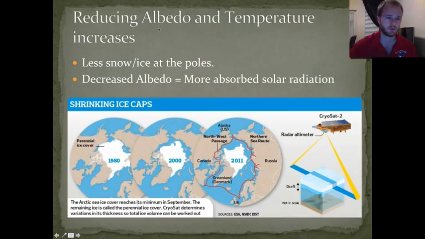Then the last effect that we're going to look at here is a decrease in albedo. Remember what's albedo? It's the reflection of light. So if we have less snow and less ice at the poles, we're going to have less albedo, causing more absorption. So you can see here from 1980 to 2000 to 2011. What do you notice about the quantity of ice? It's reduced. And a lot of that ice reflects light. So if we're not having as much, we're going to have more solar radiation, infrared radiation absorbed.